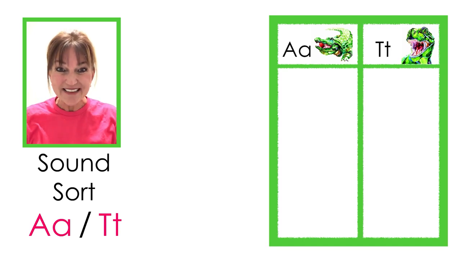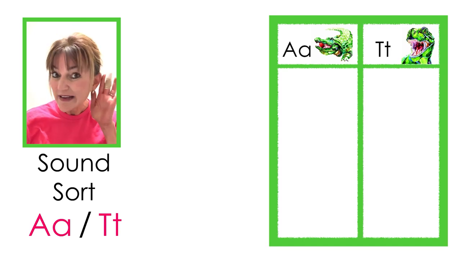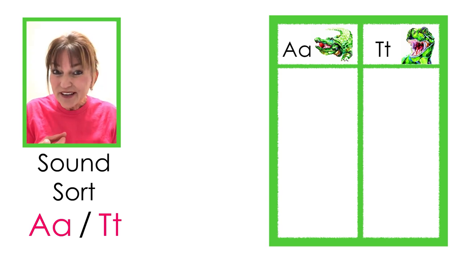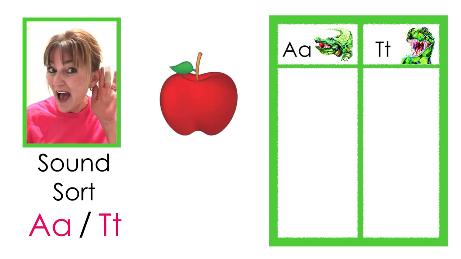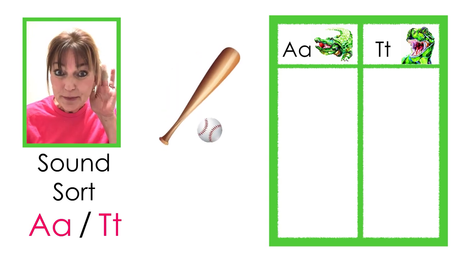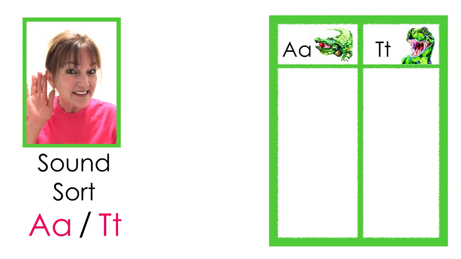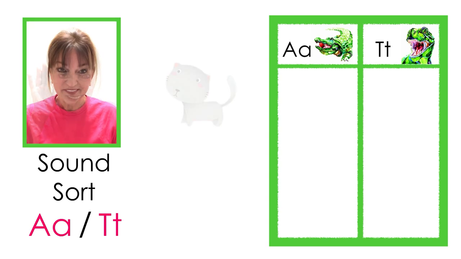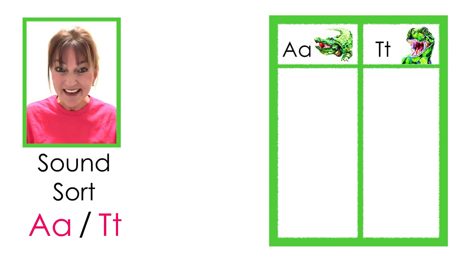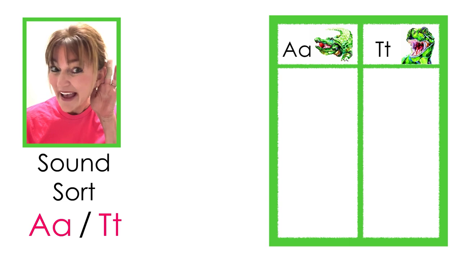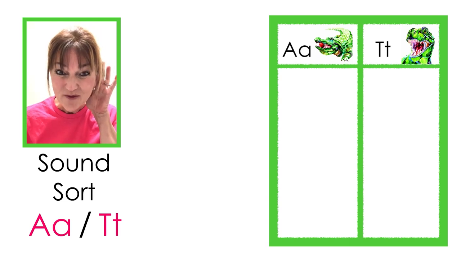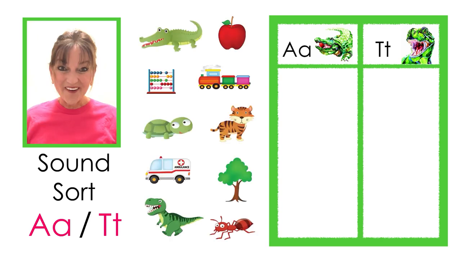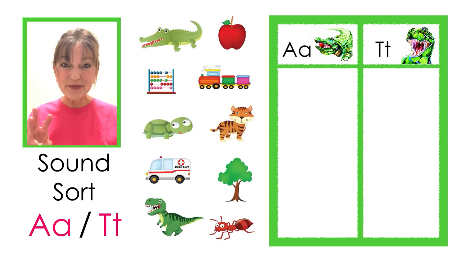Beginning Sound Sort is a really fun game. We listen to the first sound of something's name. Can you hear apple or bat? Can you hear donut and cat? Get ready to listen. Turn your ear this way and we'll sort some words. Come on, let's play. All right, my friends, 1, 2, 3.